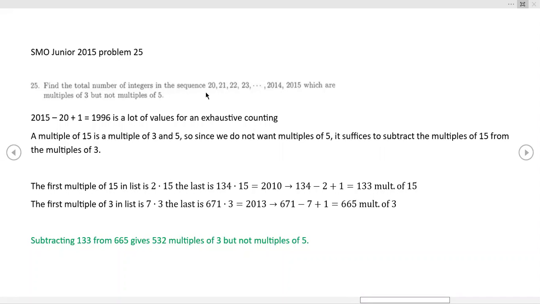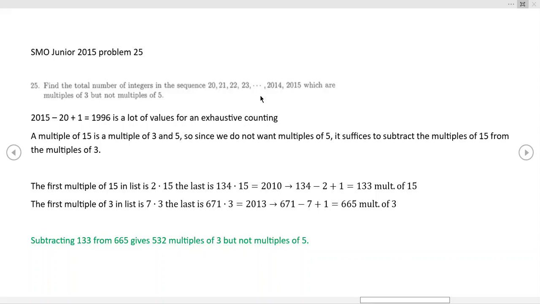Now, what we have right here is a sequence of numbers, 20 through 2015, and we're looking for the multiples of 3, but not multiples of 5. So we want to count all the multiples of 3 and exclude the multiples of 5, because 15 would be a multiple of 3 and 5. Now, just some insight.